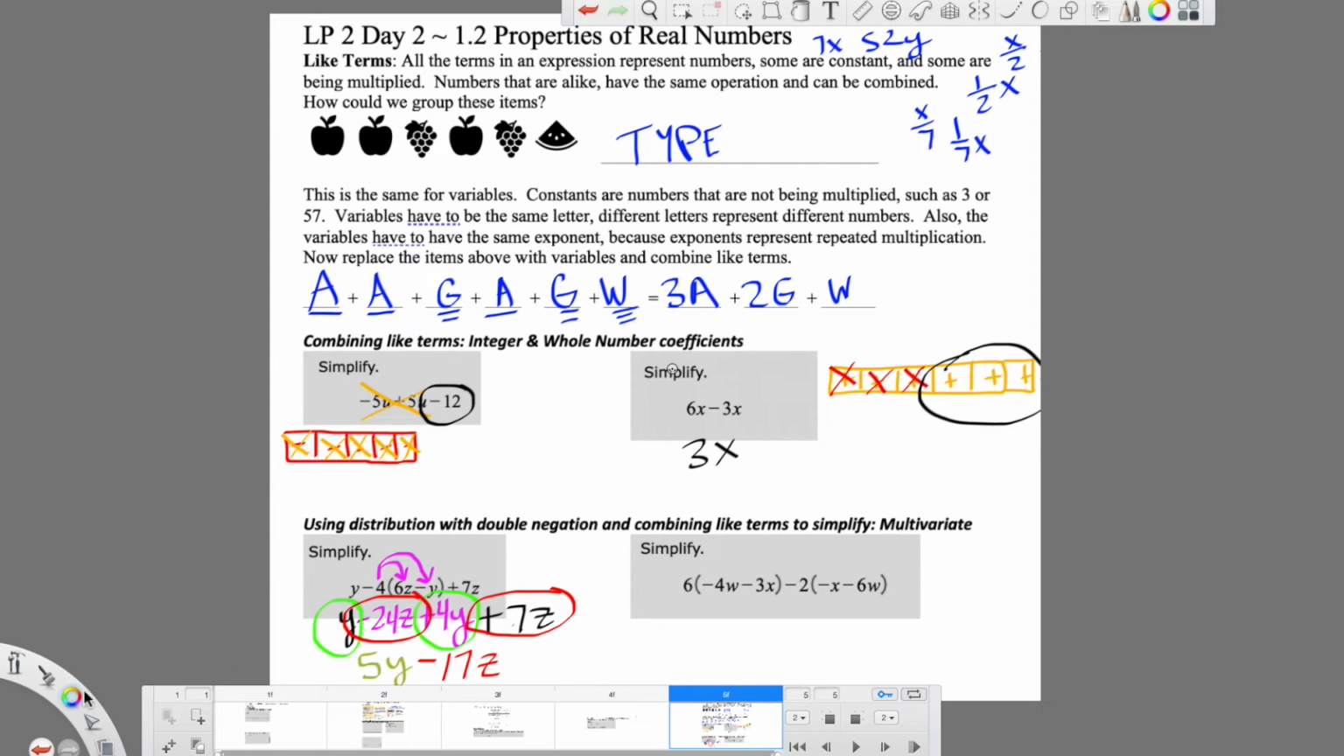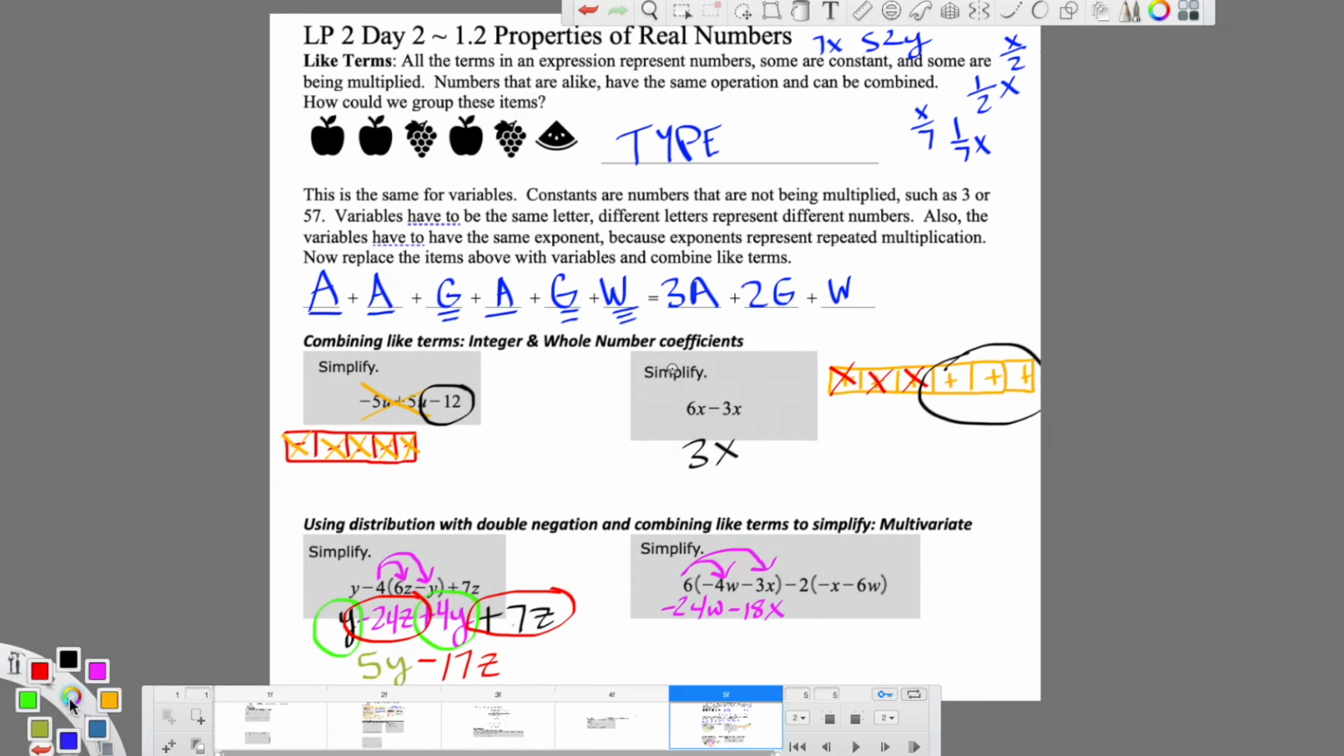All right, same thing for this next one. We're going to distribute the 6 that's out in front here. So I'm going to have 6 times negative 4w. That's going to be negative 24w. And then 6 times negative 3x. So that's going to be negative 18x.